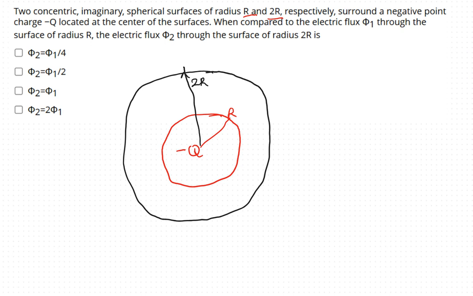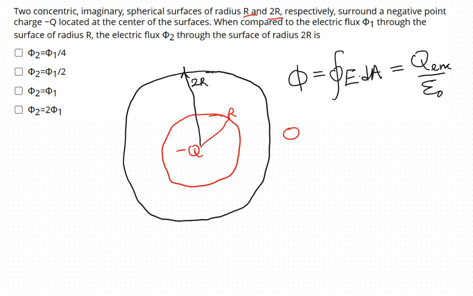take note of Gauss's law. We'll make use of Gauss's law, which says that phi is equal to the closed integral of the electric field and the area, which is equal to the enclosed charge divided by the permittivity of free space. We are given the charge as minus Q, and we already know the permittivity of free space to be a constant.